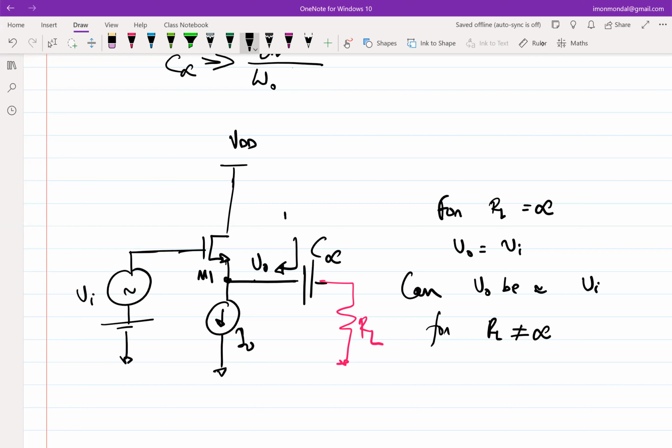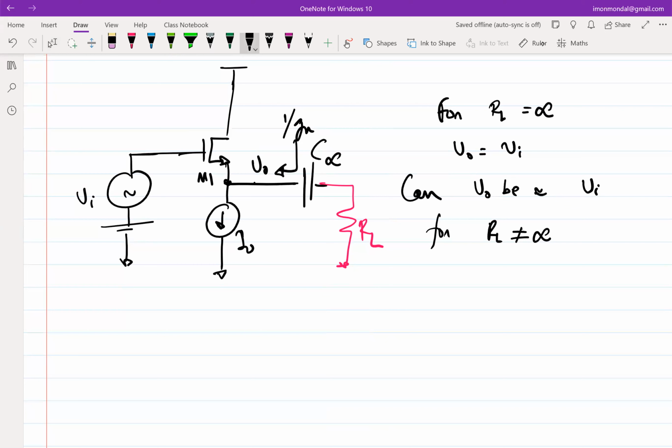1 over GM, right? We have done this. So essentially, the answer is yes, as long as RL is much greater than 1 over GM, or GM RL is much greater than 1, or GM is much greater than 1 over RL, then you get this to behave like a source follower architecture, right? Or a voltage buffer, because ultimately it's buffering.